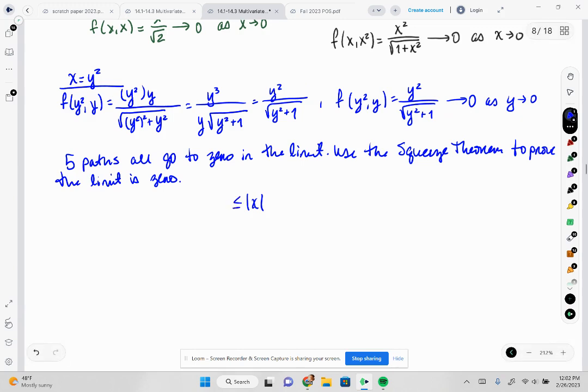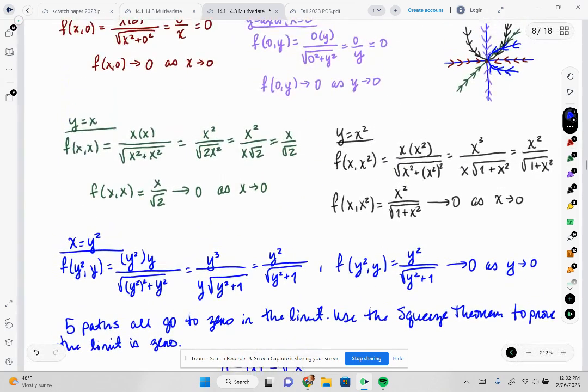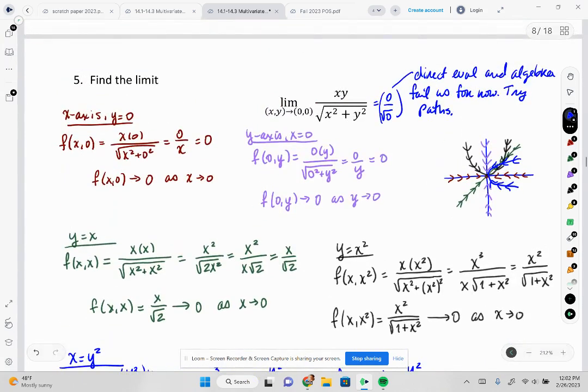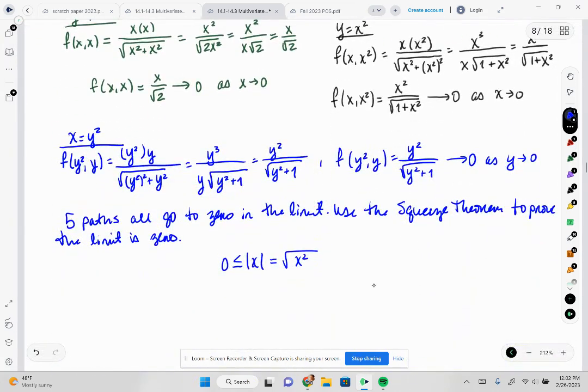Now the absolute value of x, I can say with all certainty, is greater than or equal to 0. I can also say that it is equal to the square root of x squared. If I take the square root of x squared, I'm going to get the absolute value of x. So that's something that's true, but that's not quite an inequality, okay? So I need to make this an inequality, and the way I can do that is I'm looking at my denominator. Maybe I should rewrite what my original function was. The original function was xy over the square root of x squared plus y squared.